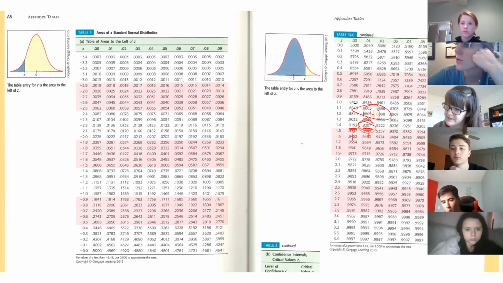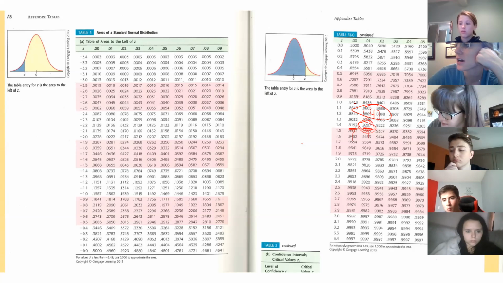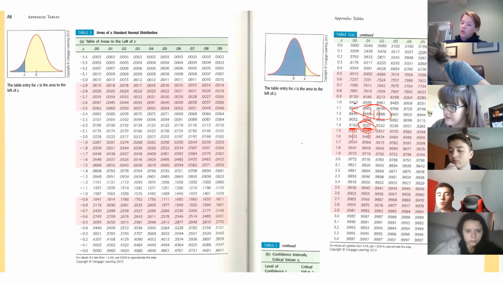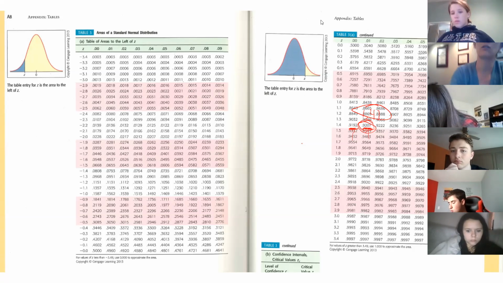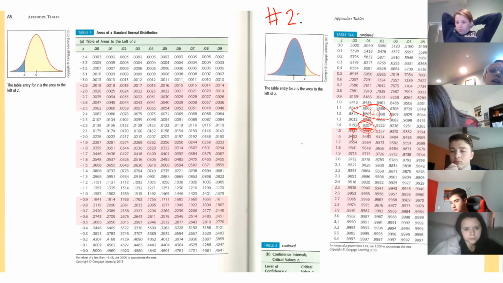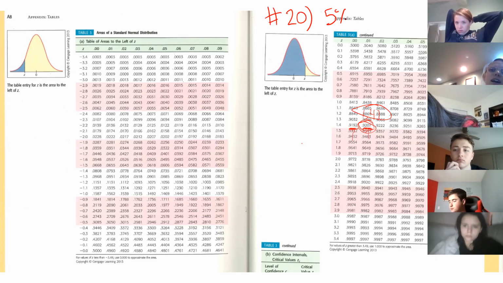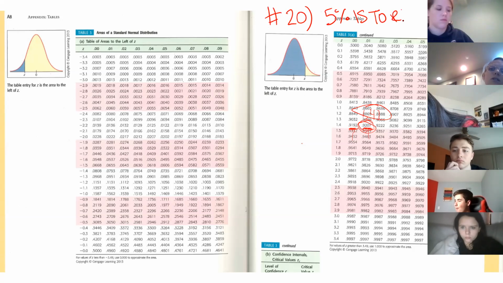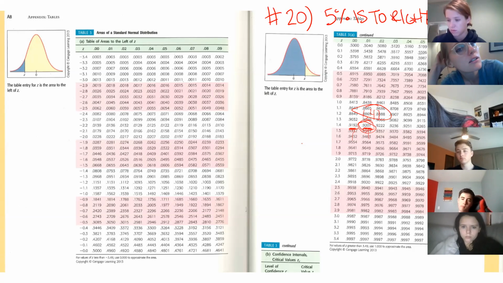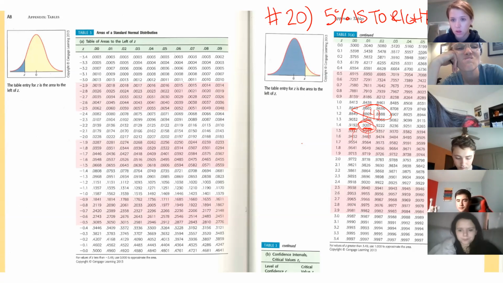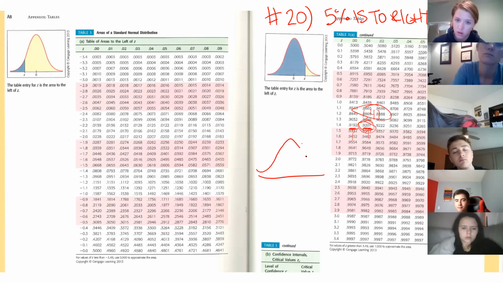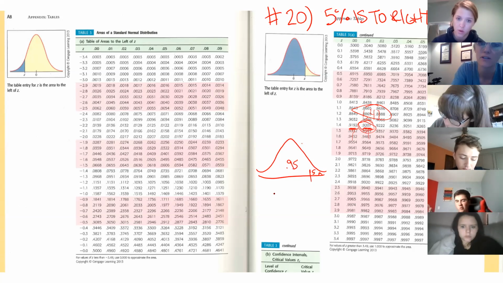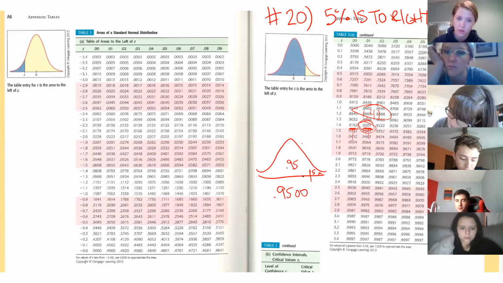Hey, just because we're here, how about we do 20? I didn't put it on here, but 20 is you're finding the z so that 5% lies to the right. So I'll write it on. What are you thinking? What do you have to do first? You have to look for 0.95. Yeah, so you're looking for 0.9500.